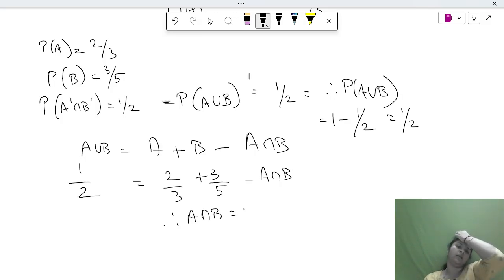19 by 15 minus 1 by 2, or you can take LCM, 38 minus 15 divided by 30, just 23 by 30.